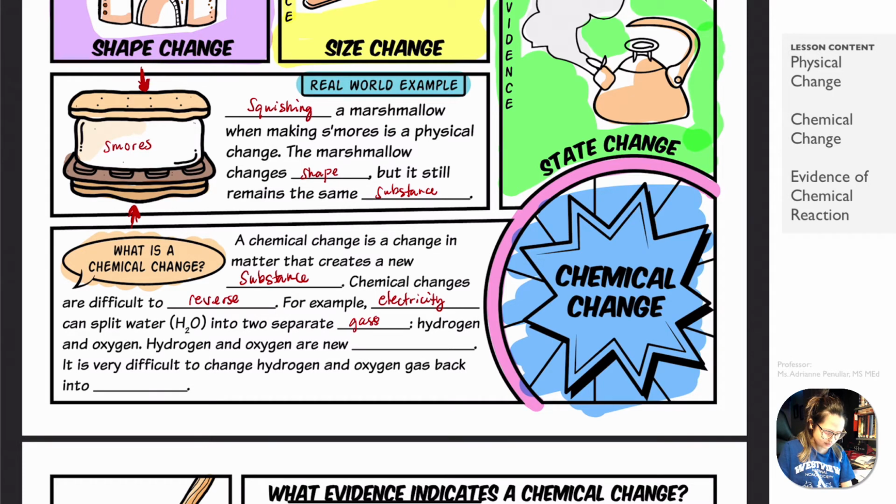Okay, we have in here the hydrogen and oxygen. However, in this case, hydrogen and oxygen are two new substances, but it is very difficult for you to put hydrogen and oxygen back to become water again. Okay, it's not as easy. You don't just run electricity again and it will happen. No, it's not a reversible reaction.